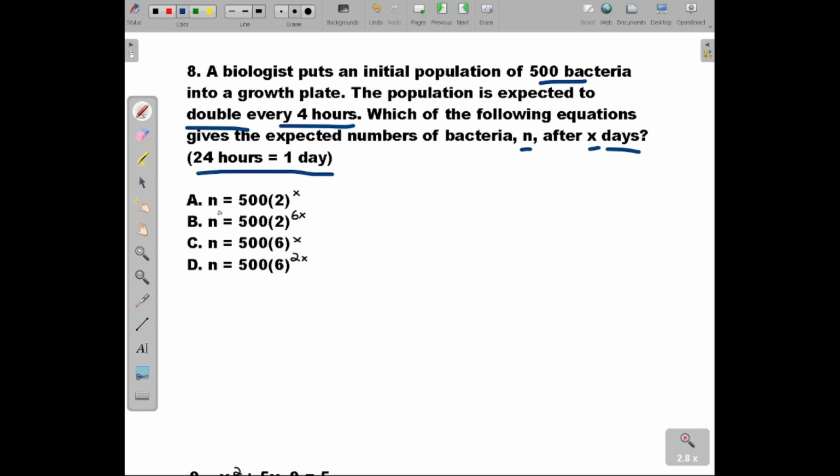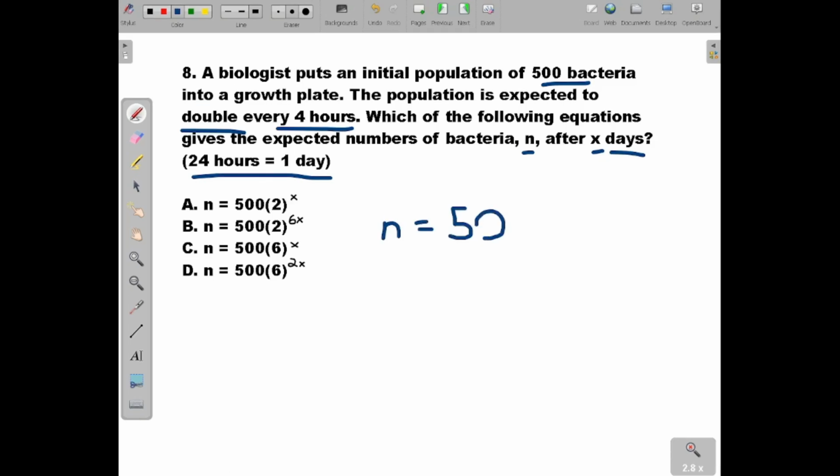So as we can see on the answer choices, our equation will look like this. The number of bacteria, 500, and we know that it doubles, so it has to be 2 because the population doubles. And now we know that the exponent has an x, but we still need something more because x is in days.